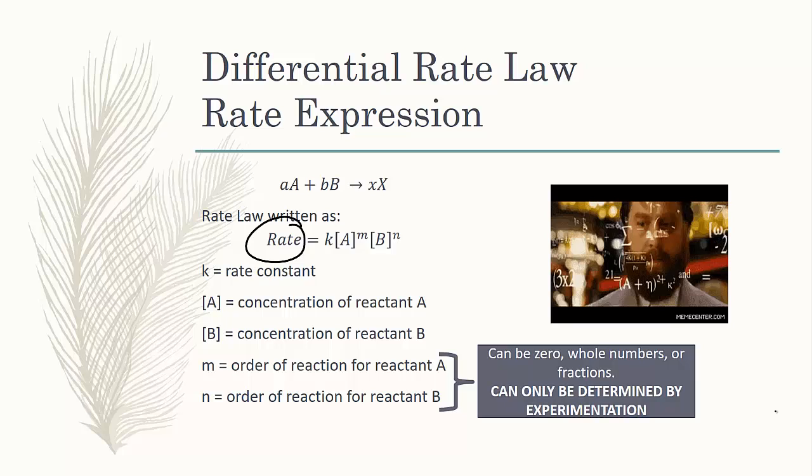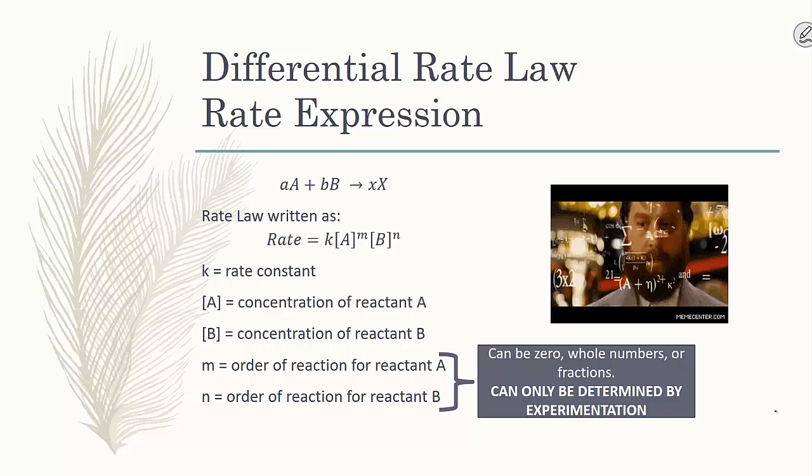Spreading peanut butter and jelly takes a lot longer than putting two pieces of bread together. So you are going to have a bigger effect on how fast you're making sandwiches. So your order in that reaction is going to be a larger number. You're going to have a bigger impact on the rate of the reaction.